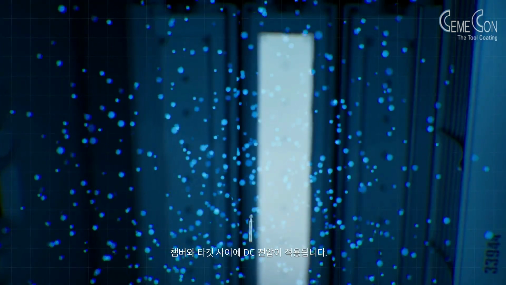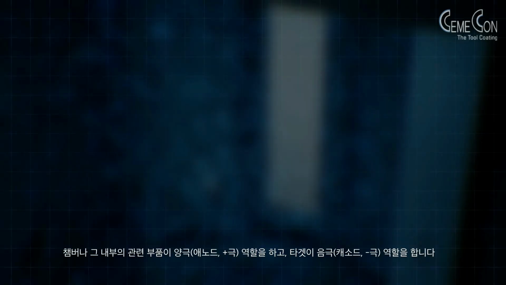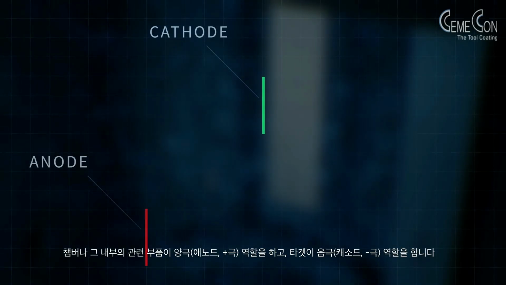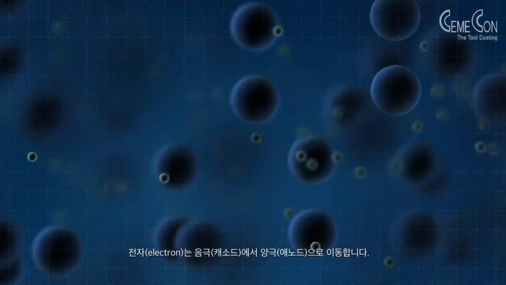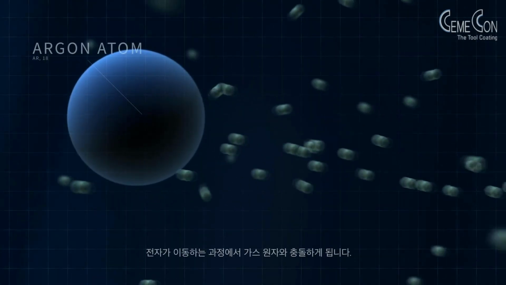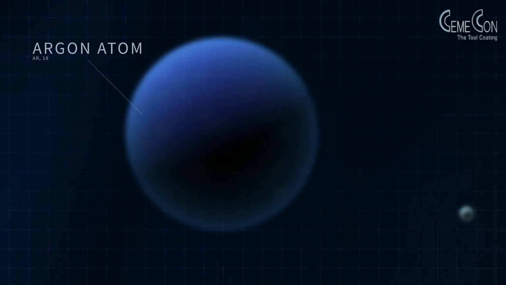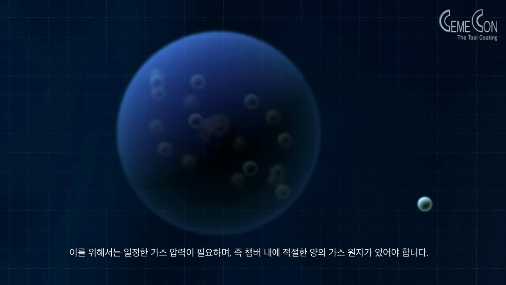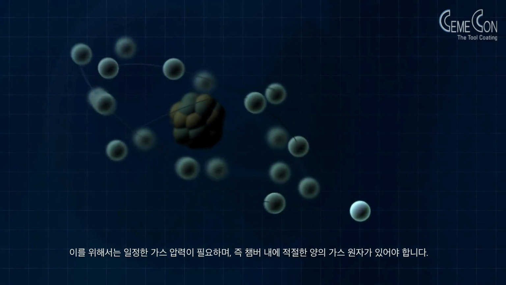DC voltage is applied between the chamber and the target. The chamber or a corresponding component in the chamber constitutes the anode or the positive pole and the target the cathode or the negative pole. Electrons move from the cathode to the anode. On their way, the electrons collide with the gas atoms. For this to happen, a certain gas pressure is required, that is, a corresponding amount of gas atoms in the chamber.